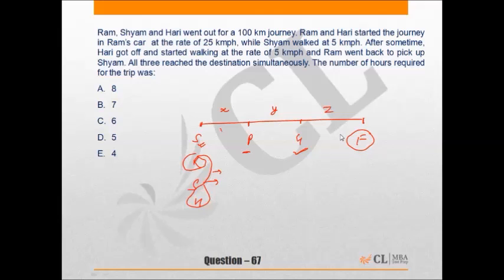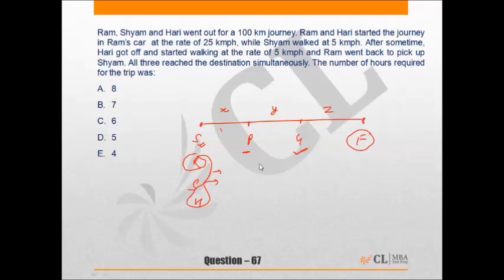The number of hours required for the trip, we have to find. Here x is the distance between the starting point and the point at which Ram picks up Sam, y is the distance between the point at which Ram picks up Sam and Hari gets off from Ram's car, and z is the distance that Hari travels by walking to reach the destination.